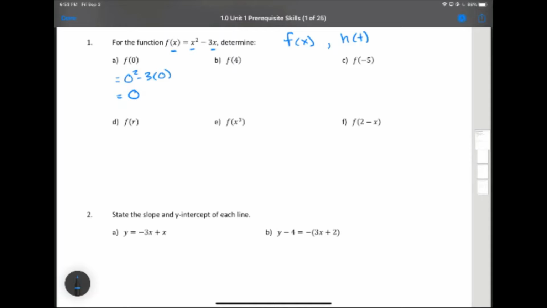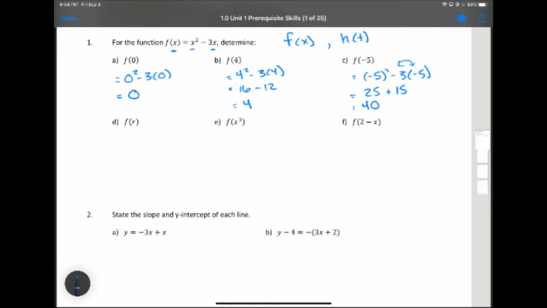Similarly, f at 4 is just going to be 4 squared minus 3 times 4. Now this one I'll do one extra step just because I feel like it. 16 minus 12, so f at 4 is equal to 4. f at negative 5 will just be negative 5 squared minus 3 times negative 5. And hopefully this is all coming back to you. It's pretty straightforward. Don't forget the double negative there. Negative times a negative becomes positive 15, so that's 40.